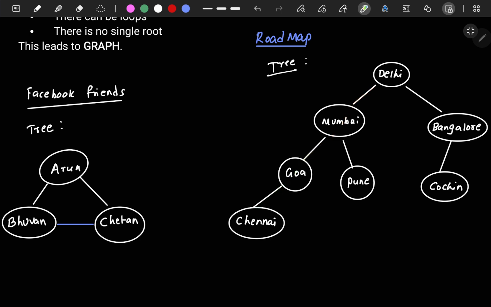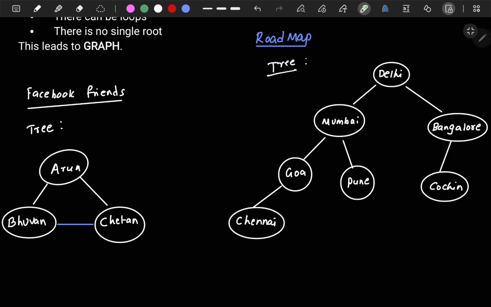But in the real world, we have multiple paths to reach from one source to a destination, right? If I want to reach from Delhi to Chennai, if I start my journey from Delhi to Bangalore, then Bangalore to Cochin, is it not possible from Cochin to reach Chennai? From Cochin to Chennai, can I reach? Yeah, in the real world it may be possible. Or if I start from Delhi to Mumbai, then Mumbai to Pune, is it not possible from Pune to Chennai? There would be some path. Yeah, definitely there would be some path. In the real world it is possible, right?